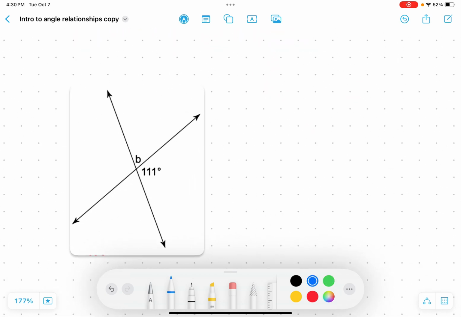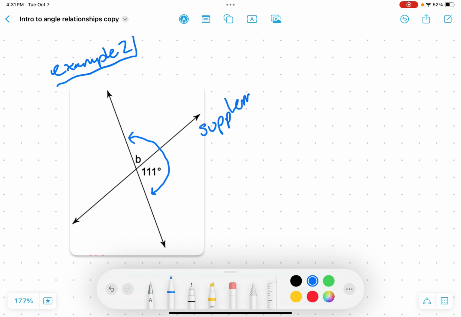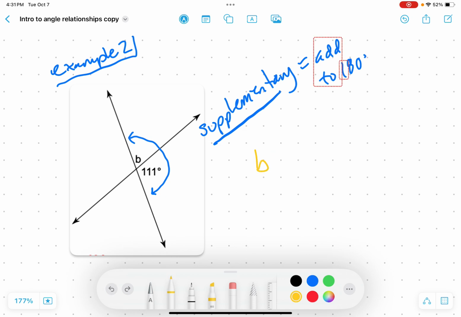All right, this is example 2. So take a minute and look at it and try to think about what angle relationship you could see right here. So I always like to kind of trace the angle to see what I'm looking at. And I can see that these angles are supplementary, which means they add to 180. So I'll make my simple equation: b plus 111 degrees makes 180. We'll just solve by subtracting again.